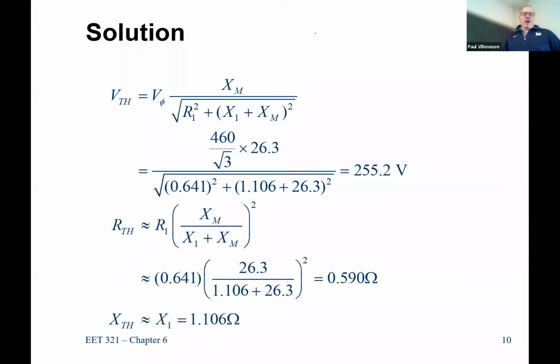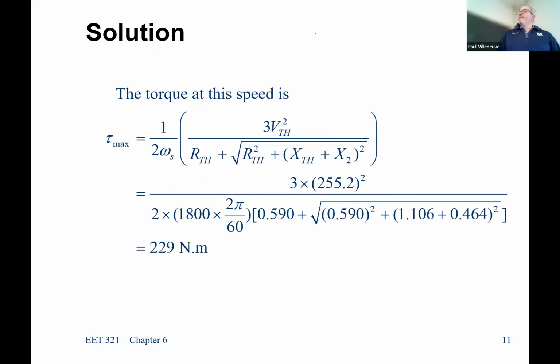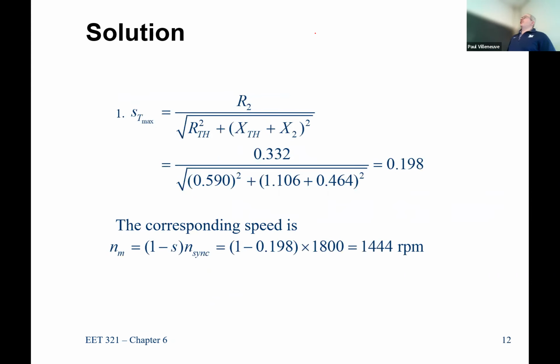All right, so in the notes here, we'll do the approach where we have our value of V Thevenin, R Thevenin, and X Thevenin. Those are the calculations. And then we'll just directly plug these in for our max torque and get 229 Newton meters. Again, just doing our Thevenin equivalent approach. I'm not going to rewrite the numbers in here. You can see all the details on the board. Our slip at which maximum torque occurs is 19.8%. And our speed for this 4-pole machine is only 1,444 RPM.